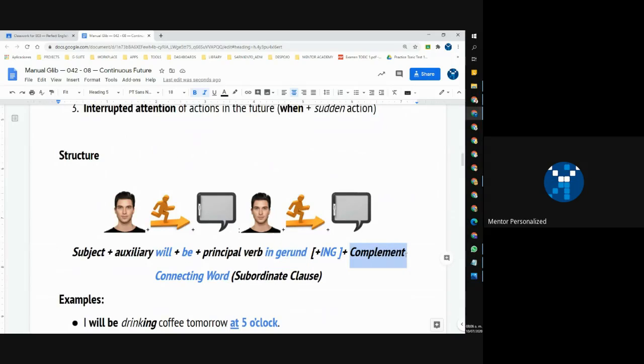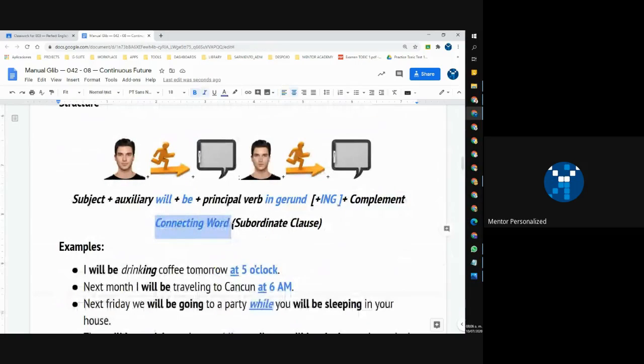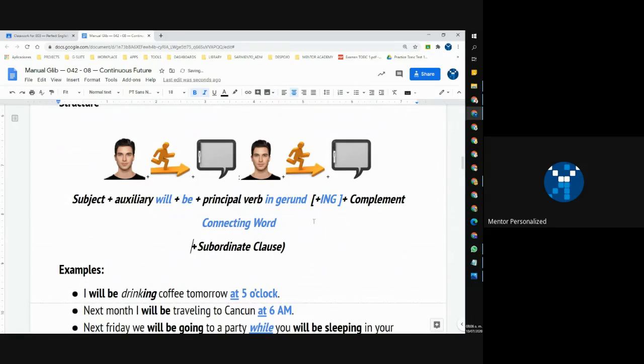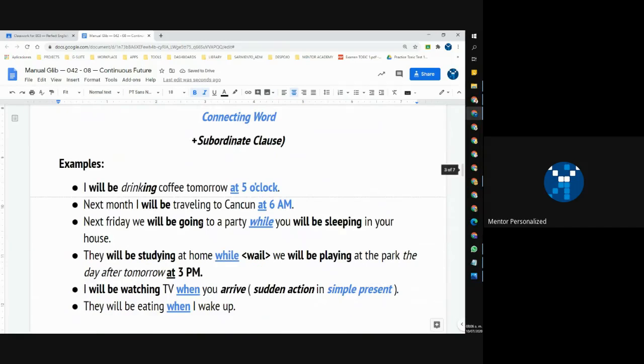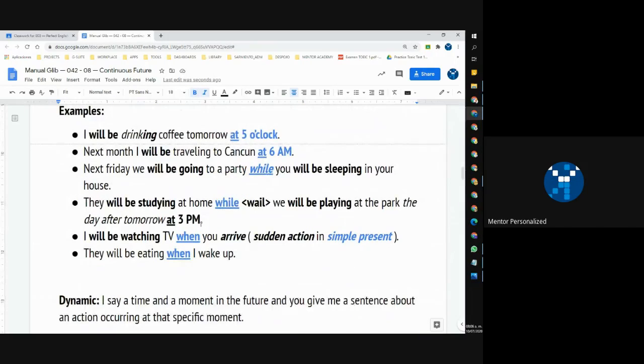And the complement, including a connecting word and, if it's the case, a subordinate clause. Repeat, subordinate clause. How do you say cláusula subordinada in English? Subordinate clause, okay? Okay. So, we have some examples here. We will combine all of the examples because they are not new concepts, but rather adaptations from past continuous.